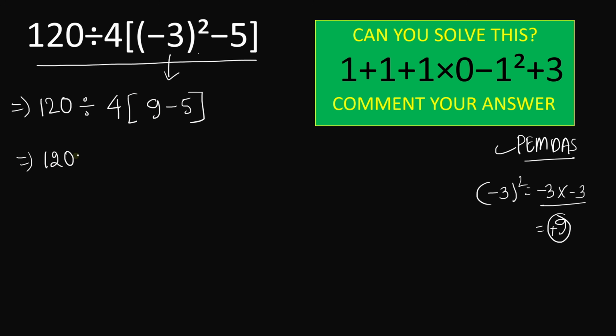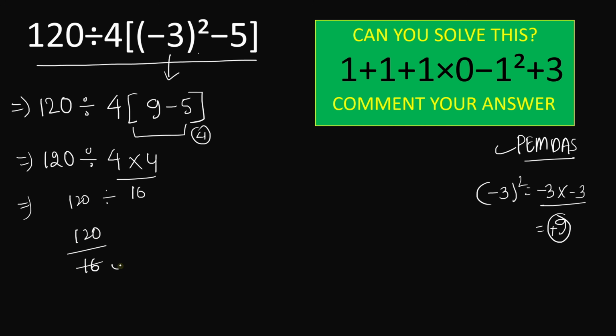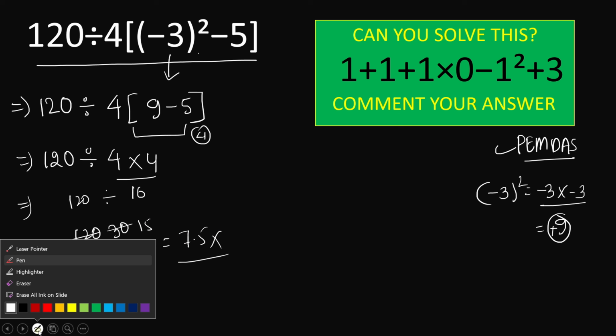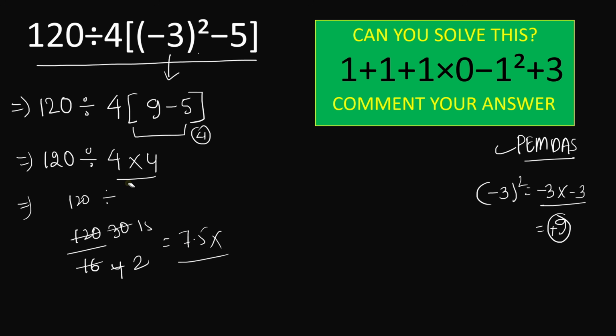Now we will solve this part. 9 minus 5 will give the result 4 here, so we can simply write 4. Now, if you solve 4 times 4, that is equal to 16, and 120 divided by 16 is 7.5. Then this is the wrong answer. Then what is the right way? I will show you. Let's erase this wrong way.